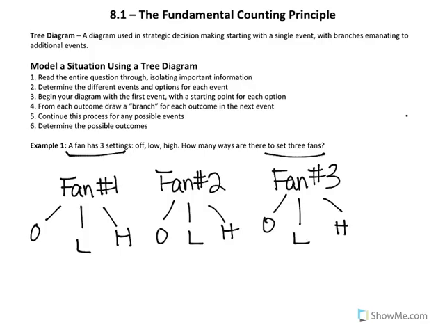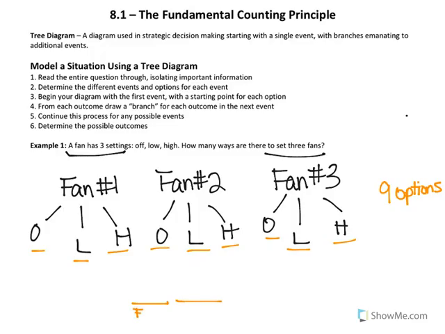So we can count all of the ends of the branches. So 1, 2, 3, 4, 5, 6, 7, 8, 9. There are 9 options for setting these fans. We can also do this with the fundamental counting principle.